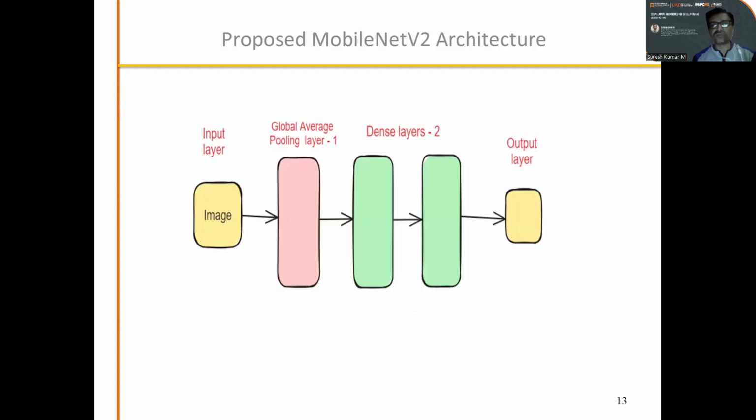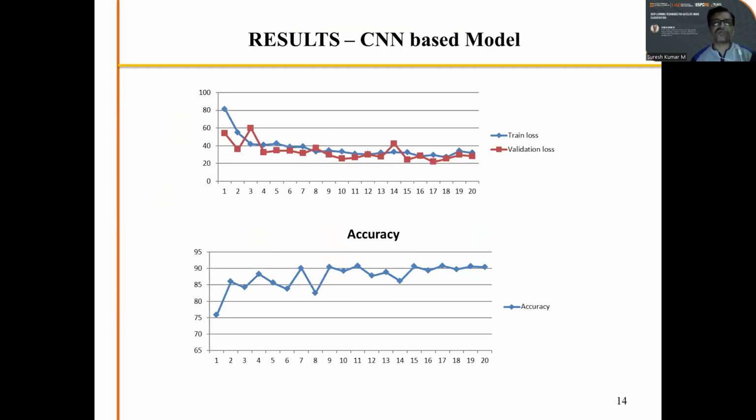This is the proposed MobileNet V2 architecture, the last, 4th architecture. Here we have one global average pooling layer and 2 dense layers. Dense layers are used for classification. And these are the results of the CNN based models.